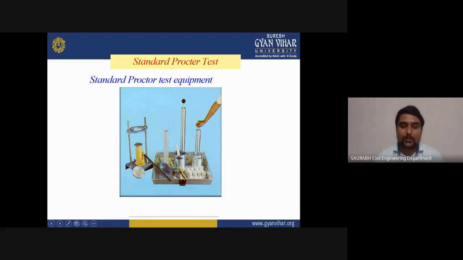Now you can see this is the equipment which is used in the standard Proctor test. This is your mold and this is your hammer, and this is also your mold where you have to put our soil in 3 layers and 5 layers.